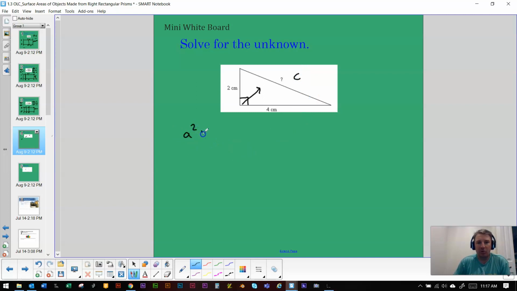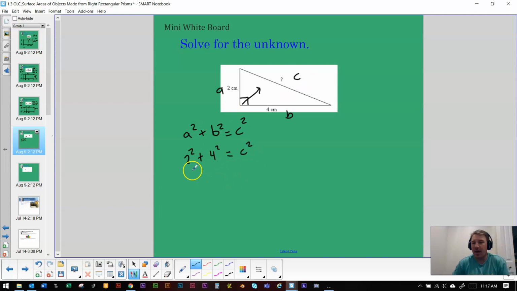Our formula, I'm going a little quicker because there's another video that's fully dedicated to this. Our formula is a squared plus b squared equals c squared. It doesn't matter which one's a and b. It does matter which one's c. So a squared, I'm just going to make the 2. So that's going to be 2 squared plus the b is 4 squared equals the c, which we don't know what it is, so I have to leave it as c squared.